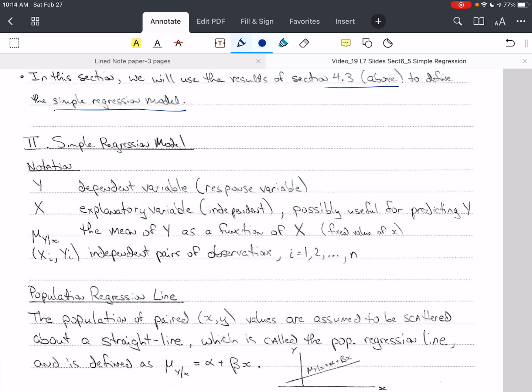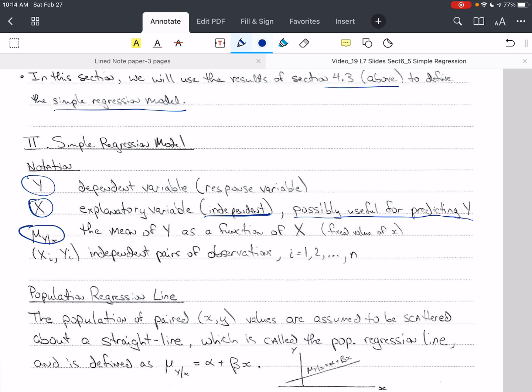So our notation that we need: y is the dependent variable or the response variable. There are many different names for this depending on which field of application you're using. That determines which notation is the most common. Certain fields, education, psychology, medicine, health science, each have their own preference for the terminology they use. So x is our explanatory variable, or the independent variable, or the predictor is another name for it. So it's possibly useful for predicting y.